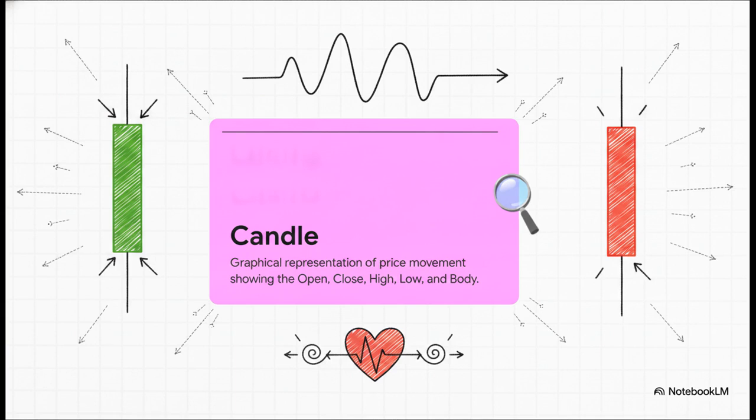So let's start with our fundamental alphabet. A candle is simply a graphical representation of data showing price movement over a specific period of time. And every single candle is made up of 5 crucial parts: the open, the close, the high, the low, and the body. If you can read these 5 parts, you can absolutely read the heartbeat of the market.